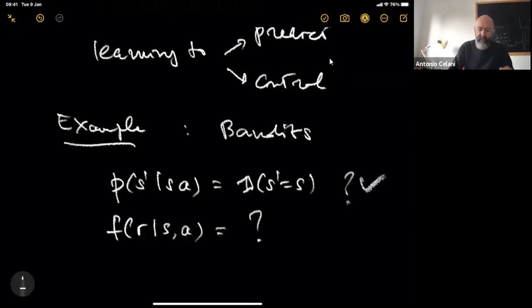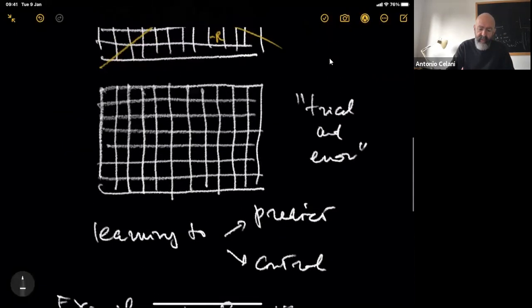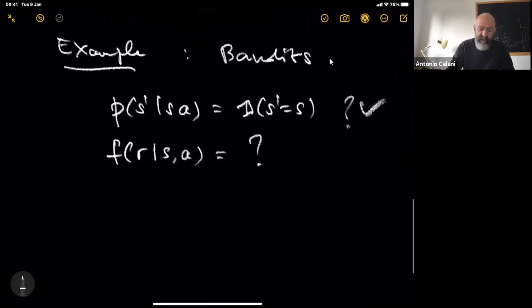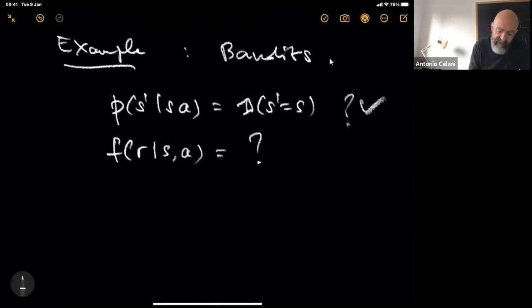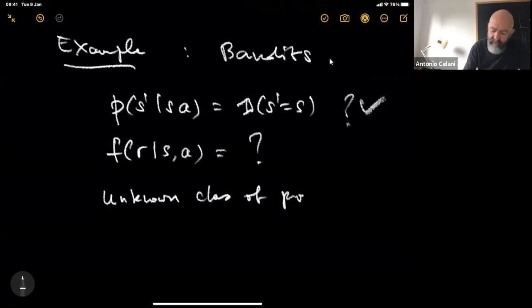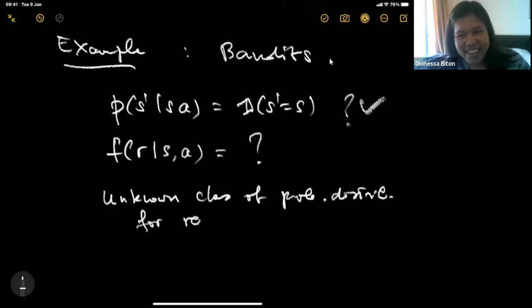It's important that we delineate the path we are going to take. So for Bandits, there is an unknown class of probability distributions. Can I ask something?